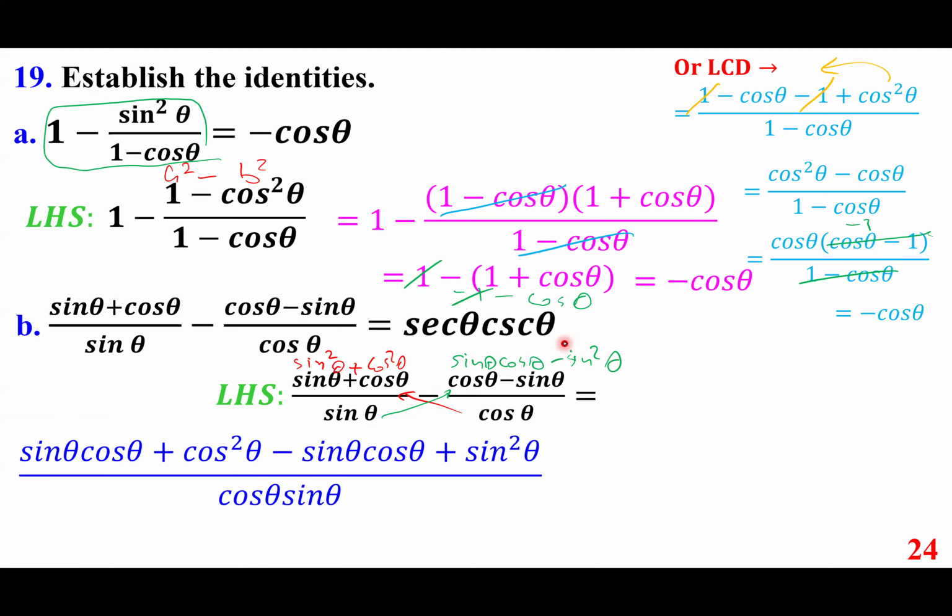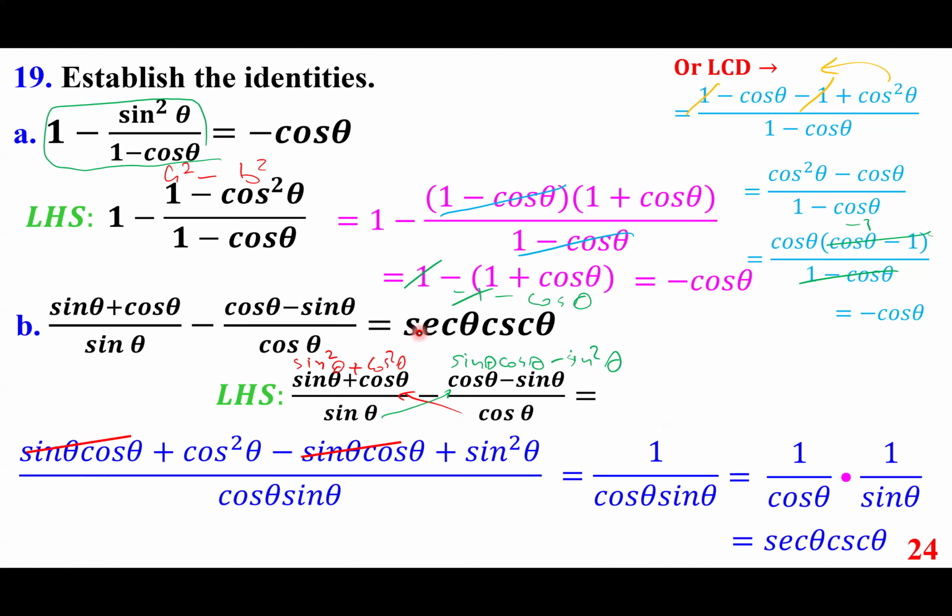And so these two cancel each other. So what do you have? Sine squared and cosine squared, they add up to 1. We cut it into two fractions, 1 over cosine, 1 over sine, and 1 over cosine is secant, 1 over sine is cosecant, and that's the final proof.